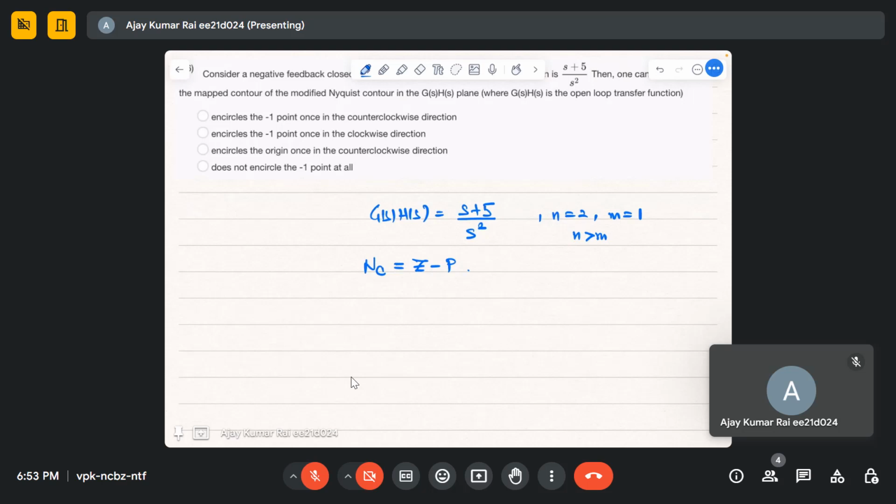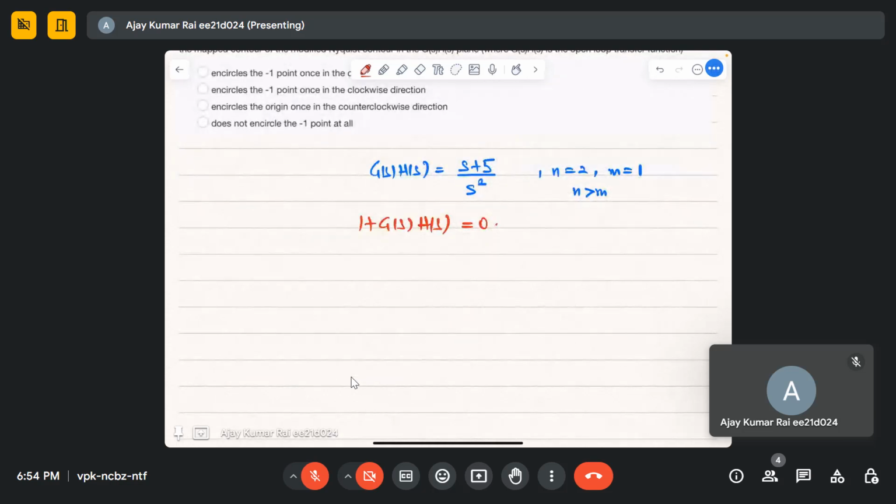Okay, let me go. So this is the open loop transfer function. We also know what the closed loop poles are. How do we find the closed loop poles? These are the closed loop poles, right? 1 plus G(s)H(s) equal to 0. So let me find out the closed loop poles also.